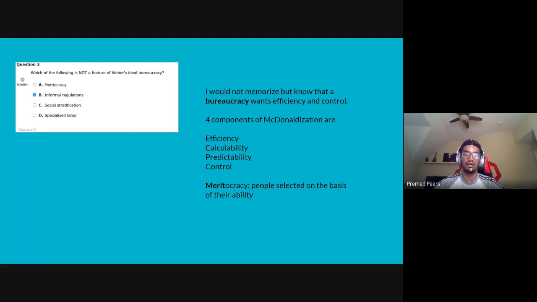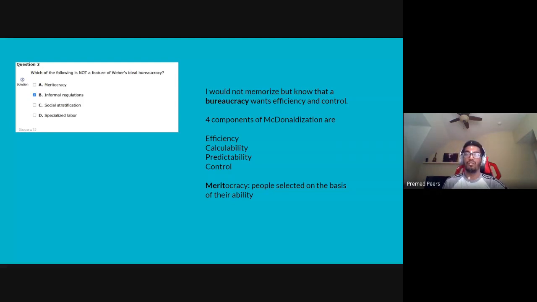And we can also look at McDonaldization, because McDonaldization is a really great example of a bureaucracy that tries to be, in McDonald's case, as efficient as possible to maximize its profits.